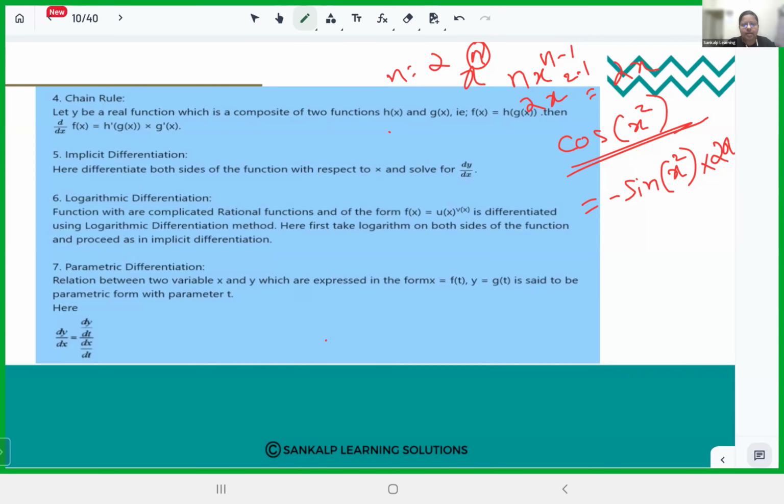So you have to multiply by the derivative of the function that has occurred in the place of x also. This is how you find the derivative of a composite function using the chain rule.